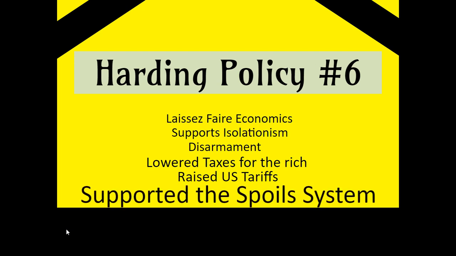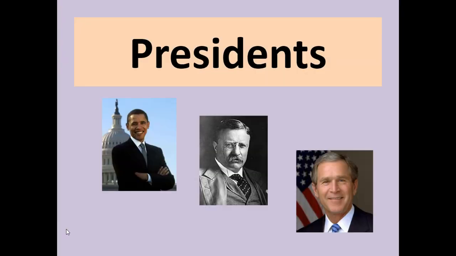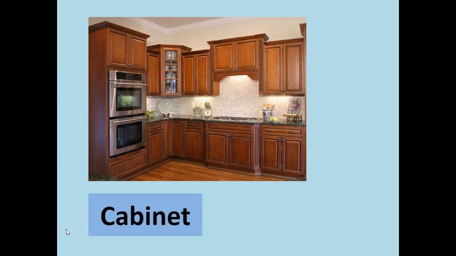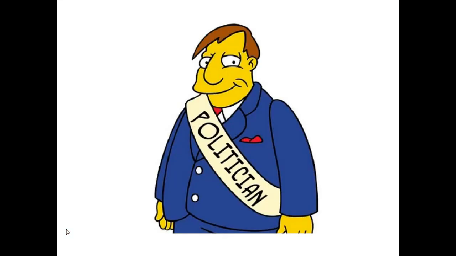So the next Harding policy was supporting the spoils system. Now, presidents, whoever they are, need help. They're not experts on everything, so they have a cabinet. Cabinet is the nickname for their advisors, the people that run their departments. But Harding had a problem with his cabinet.